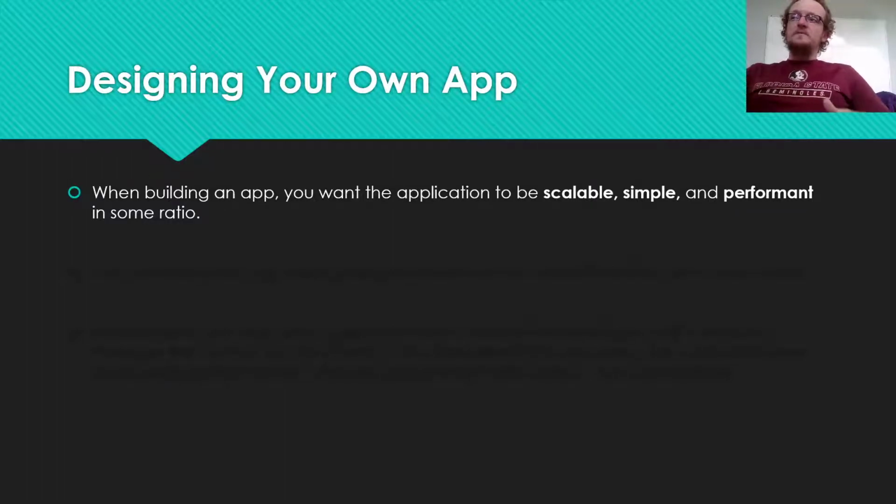So the three pillars of design that we want to talk about before we go into next week and actually start writing client-side code is we want to always build apps that are scalable, they are as simple as possible, and they are performant. And all three of those things, they don't necessarily add up to 100%, right? You can certainly have a very scalable, very simple, and very performant application.